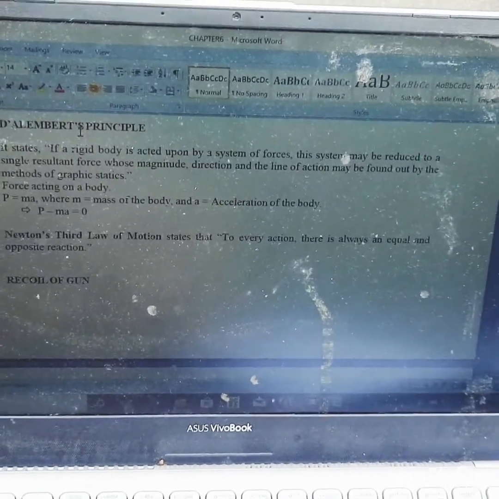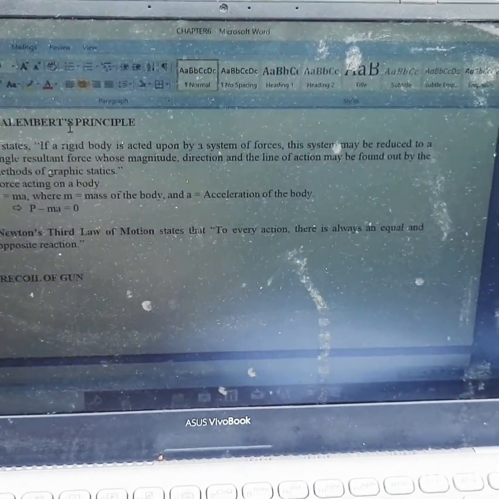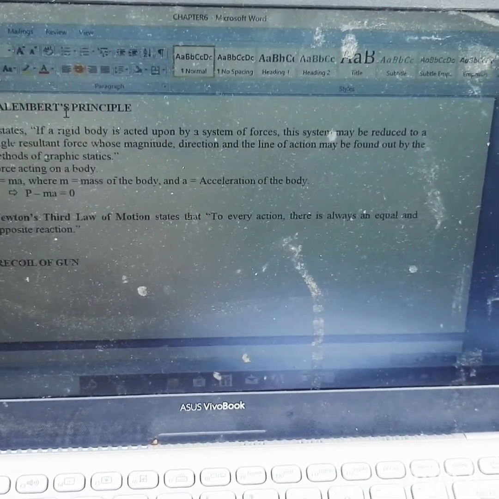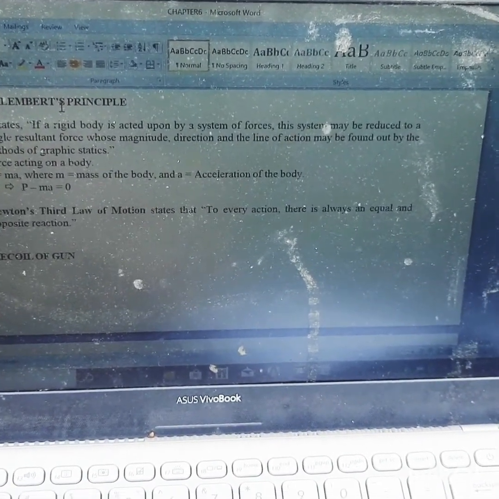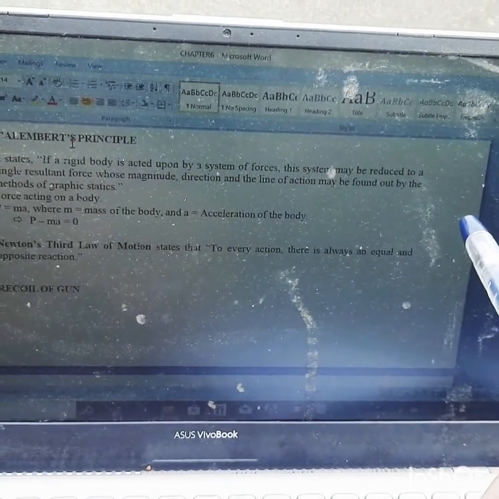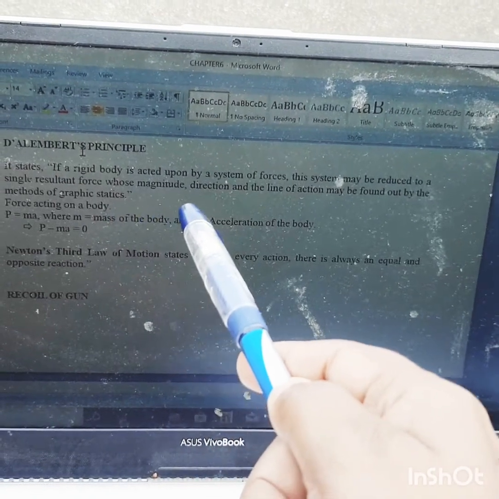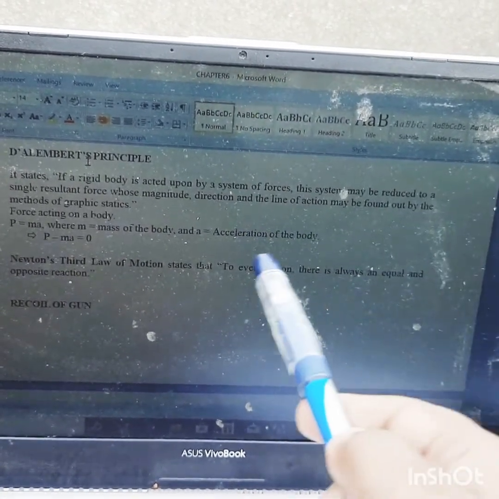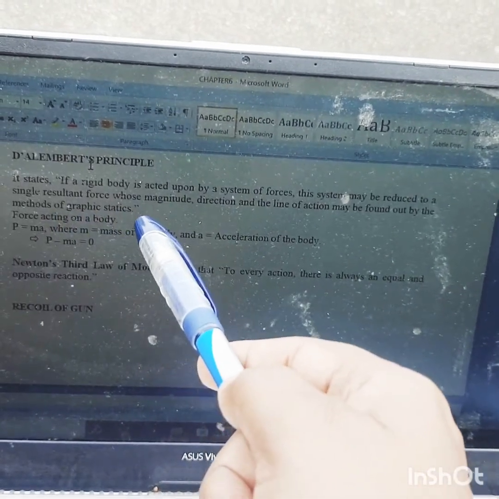So today's topic is D'Alembert's principle. First we'll understand what this theorem is telling us. This principle states that if a rigid body is acted upon by a system of forces, then the system may be reduced to a single resultant force whose magnitude, direction and line of action may be found out by the method of graphic statics.